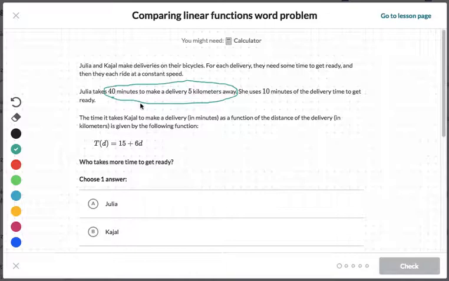That is something where there is an amount of time that is dependent on a distance, right? So at 5 kilometers away, she takes 40 minutes. If it was only, for example, 1 kilometer away, we'd just divide 40 by 5, and we'd get 8 minutes. So for each kilometer, she's taking 8 minutes to make that delivery. Now, before she makes the delivery, she uses 10 minutes of that delivery time to get ready.